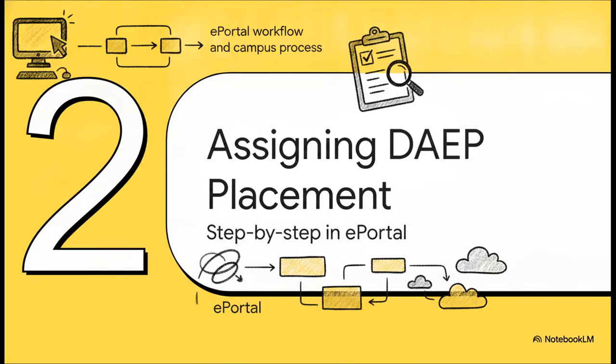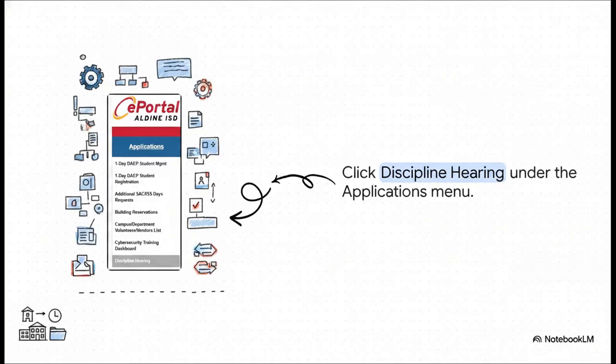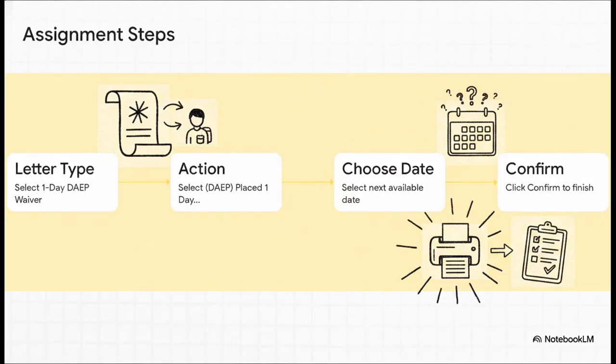Section 2, Assigning the DAEP placement. Let's go step by step in ePortal. Once you get logged into ePortal, your very first step is super straightforward. Just drop down the Applications menu and click on Discipline Hearing. That's your starting line for the whole digital process. Once you're on the Discipline Hearing screen, you'll see a few required fields, the ones with the classic red asterisk.